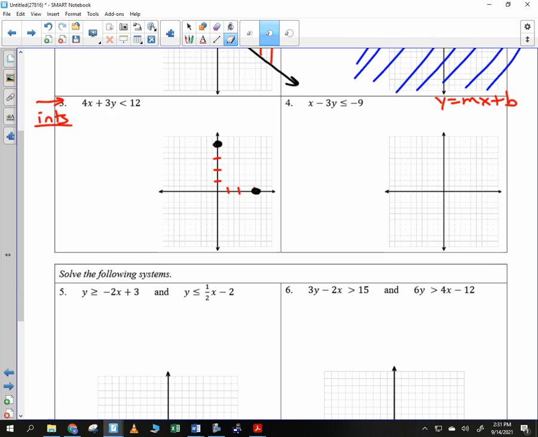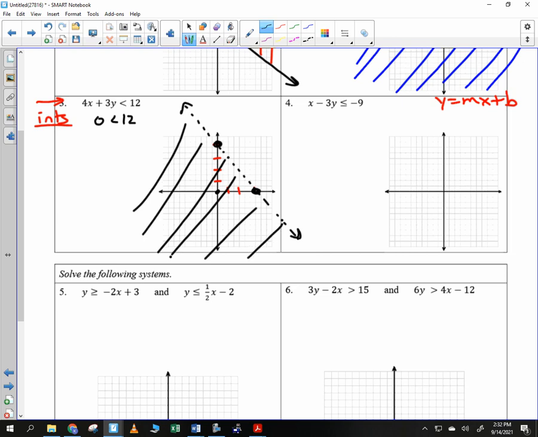Solid line or dashed line? Uh-oh. Now it doesn't say y is greater than or y is less than. So we got to think of a way how to shade this. So I'm just going to test a point. What point is this right there? So if you plug in 0, 0, would you agree you get 0 is less than 12? Is 0 less than 12? So therefore, we shade towards 0, 0.